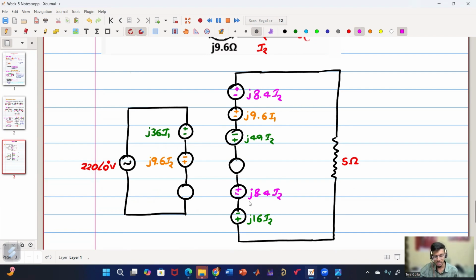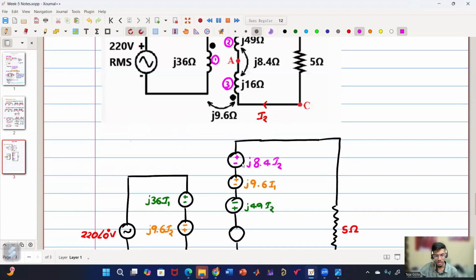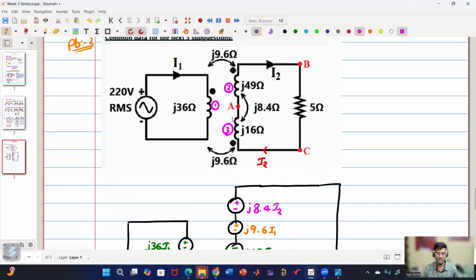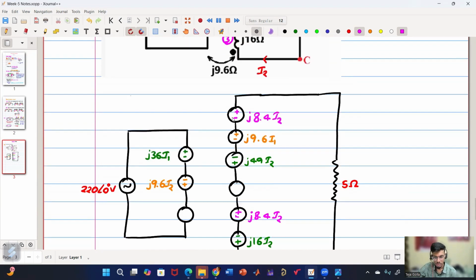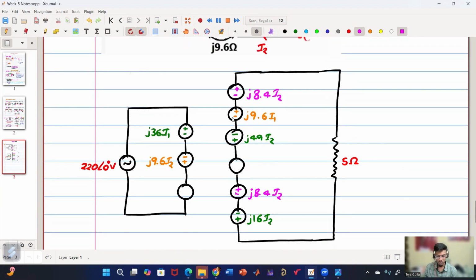I'm also using this color combination so that you will know which is mutually coupled with what. Green is the base, which is the self inductance. These two are for 1 and 2. These two are for 2 and 3. And these two will be for 1 and 3. So coil 1 and 3, under which case will they fall? Case 1. So it will have the same polarity as the self inductance. And what will be the expression, I mean the value?